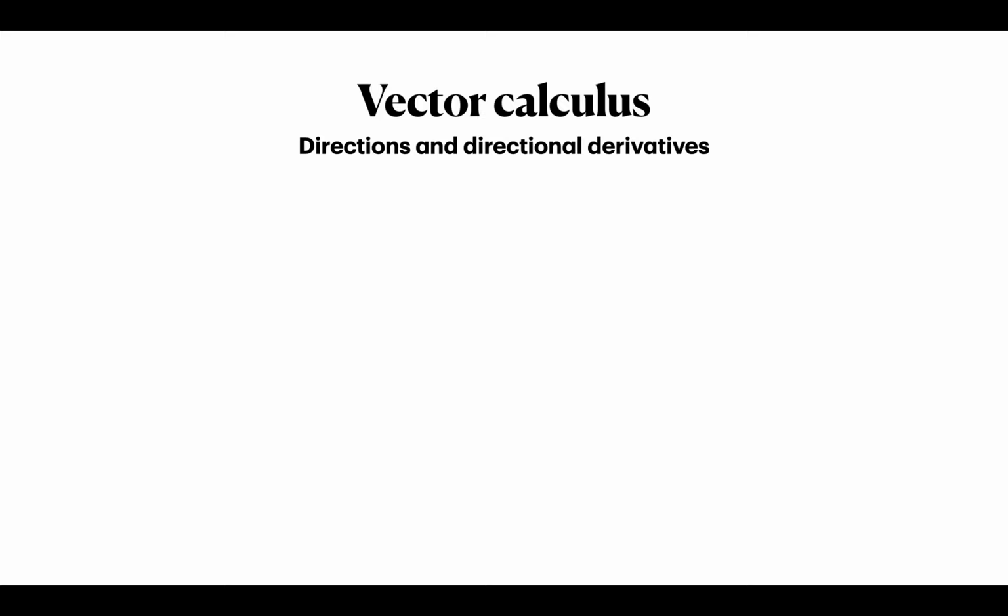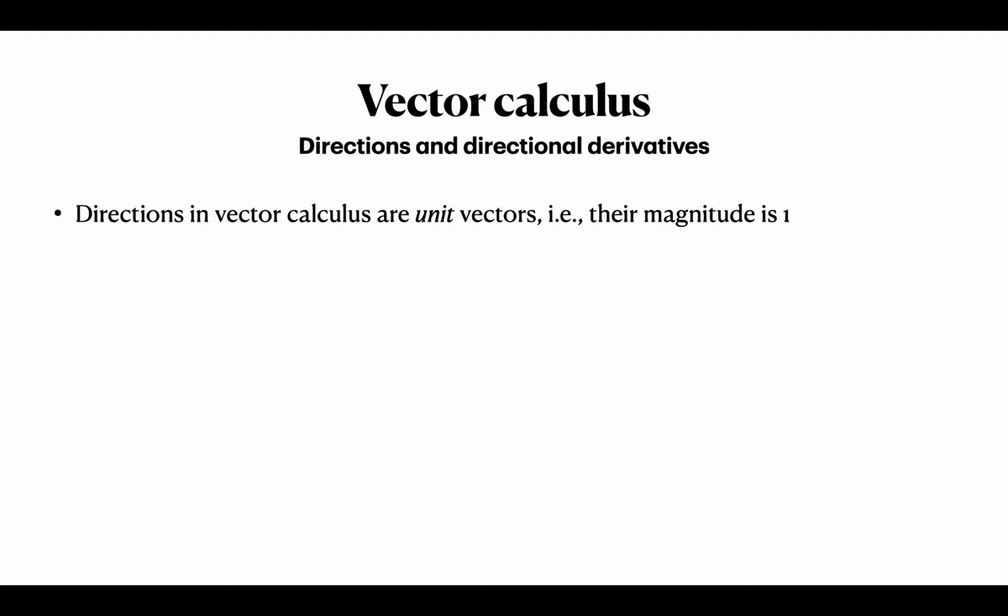And now, what's very important in this game, and this is a game that we're playing, is that the word direction in vector calculus has a specific meaning. It means that the vector has magnitude 1. So a direction is a unit vector. And that is very, very important. So if you ever see direction in the context of vector calculus, you know that its magnitude must be 1. And if it's not 1, you must make it 1. And I'll show you in a second how you do that.